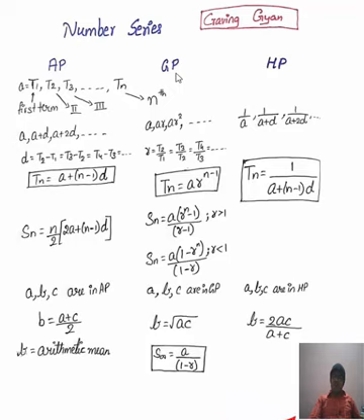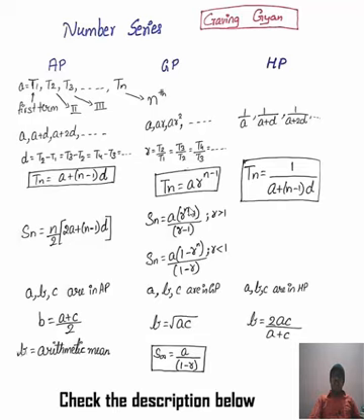Whereas in the case of geometric progression, the common ratio can be greater than 1 or less than 1. If the common ratio is greater than 1, the sum of n terms is given by a into r power n minus 1 divided by r minus 1. If the common ratio is less than 1, Sn is given by a into 1 minus r power n divided by 1 minus r.